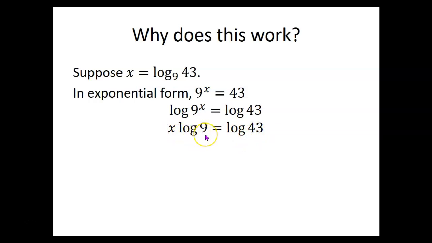Now when you have x times another number and you want just plain old x, how do you get x by itself on one side of the equation? Divide by the number it's being multiplied by. So here we divide both sides of the equation by the log of 9, and x is the log of 43 divided by the log of 9. So that shows why the log base 9 of 43 is equal to the common log of 43 divided by the common log of 9. And in this step where we took the log of both sides, it would work out pretty much the same if I had taken the natural log, the ln of both sides, or really any base logarithm of both sides.